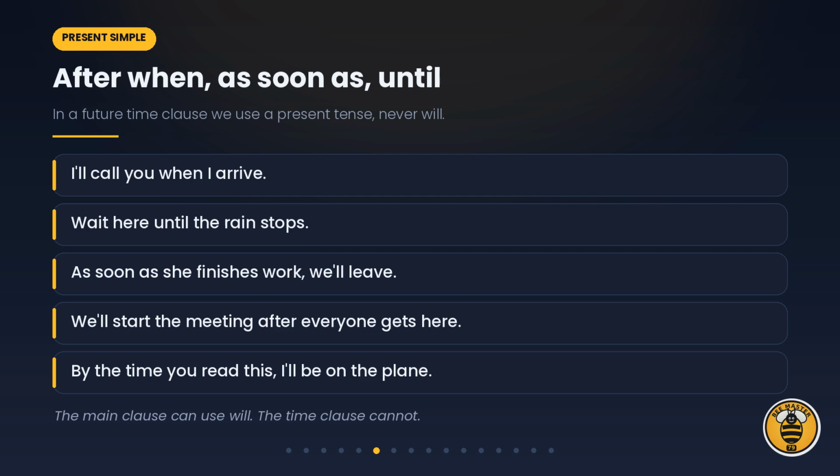Look carefully at the structure. The main clause can still use will. I'll call, we'll leave, I'll be. It is only the time clause, the part that begins with when or until or as soon as, that has to stay present. Two wills in one sentence like that is one of the most common errors in written English, so it is well worth drilling.